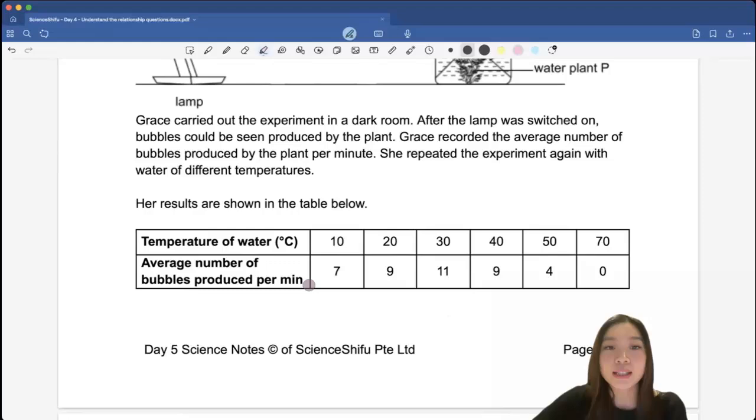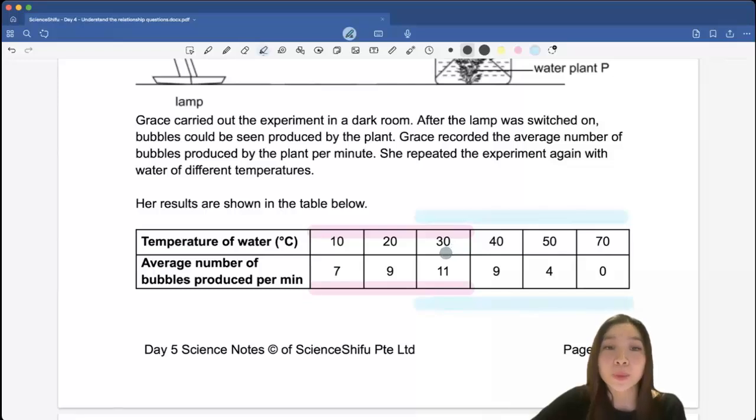What we actually see is that from 10 degrees to 30 degrees Celsius, the number of bubbles produced increases from 7 to 11. And then we start to see a decrease. I'm going to use a different color. From 30 degrees Celsius to 70 degrees Celsius, there is now a decrease from 11 bubbles produced per minute to 0 bubbles produced per minute. So for this question, there are two relationships, which is what we need to write in our answer below.